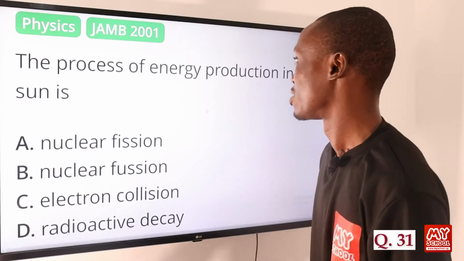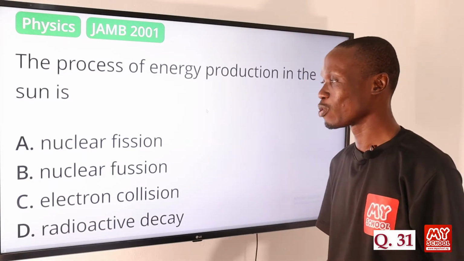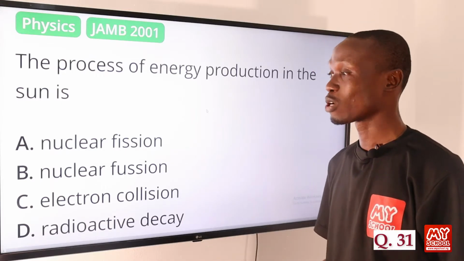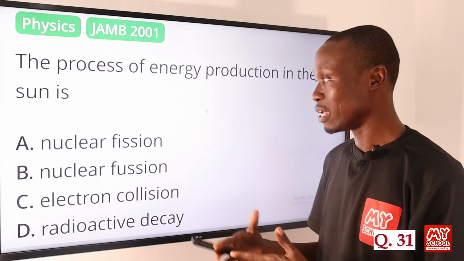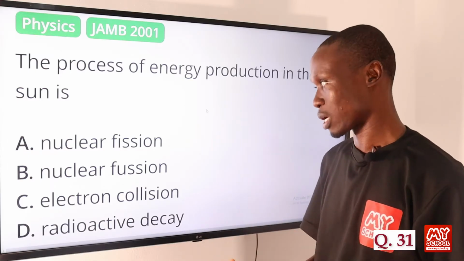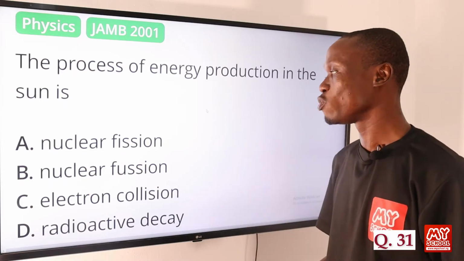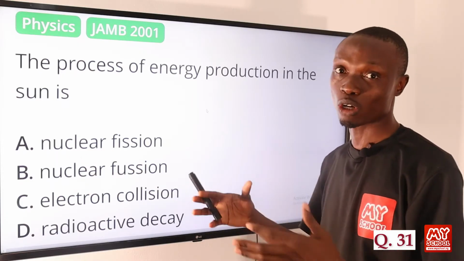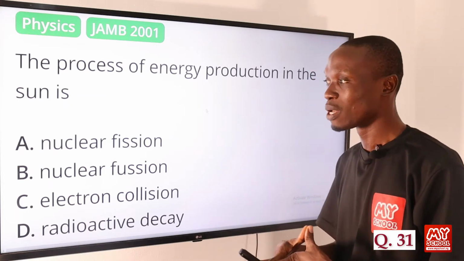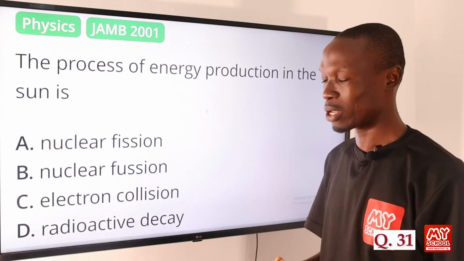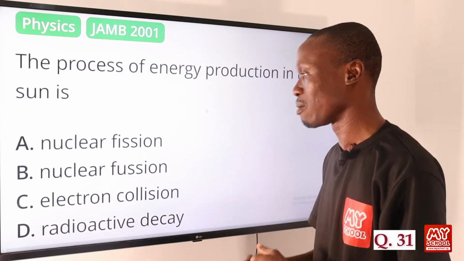Question 31. The process of energy production in the sun is A, nuclear fission. Okay, so nuclear fission is the process whereby a heavy nucleus splits into smaller nuclei, releasing energy in the process. While option B, we have nuclear fusion. In nuclear fusion, two smaller nuclei come together to form a bigger nucleus, with the release of a tremendous amount of energy in the process.